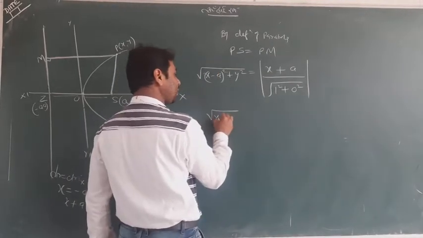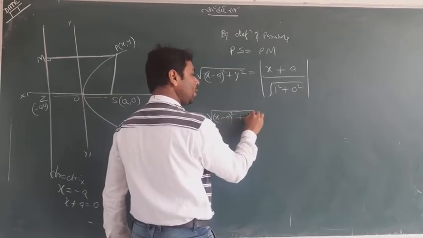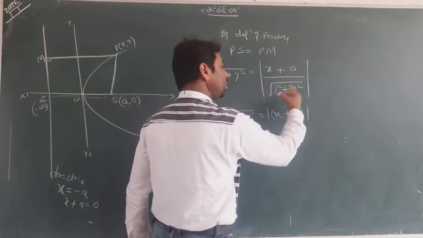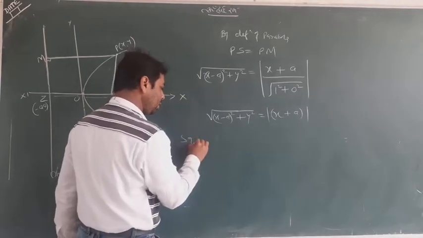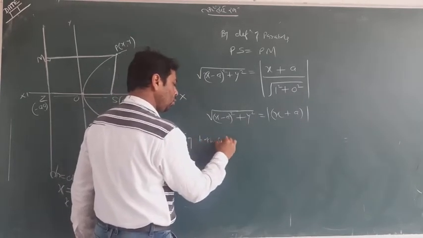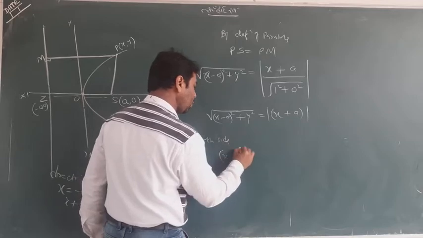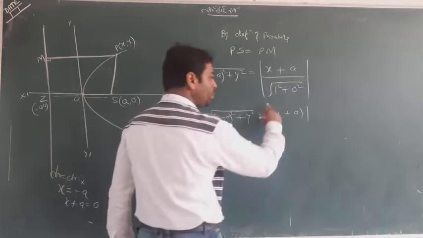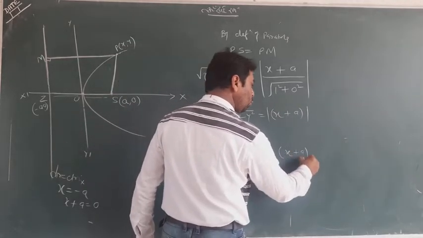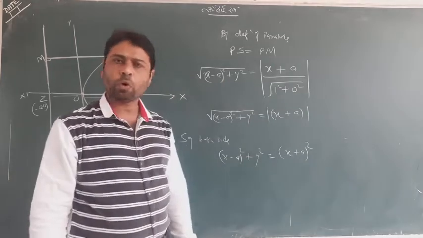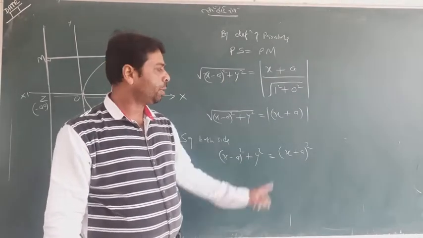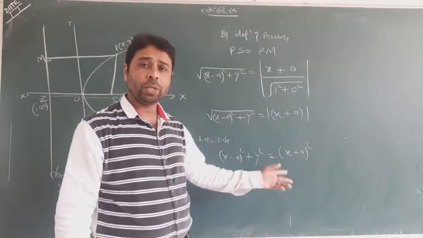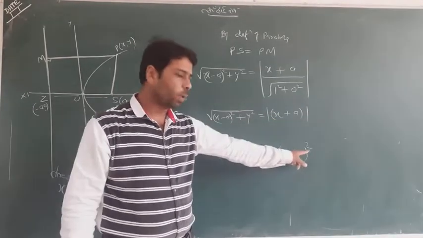Lastly, I will say one thing: the square root of (x minus a) square plus y square equals mod of x plus a. One should know that the mod has no meaning here, so I square both sides. After squaring, the root goes away, and the mod is also removed, because on squaring, the mod is always gone. When I remove the mod it would be plus minus, but after squaring it is definitely removed, so only this will be obtained.